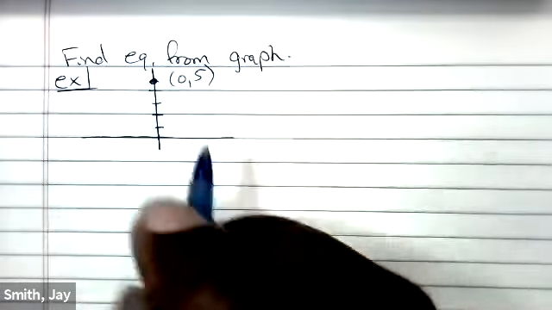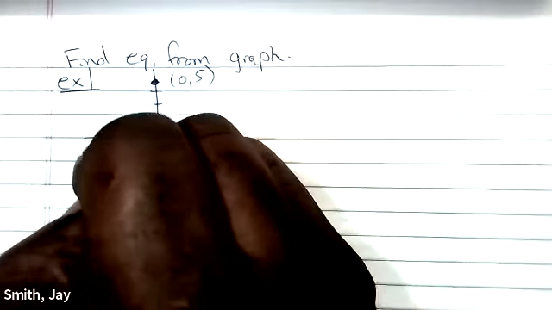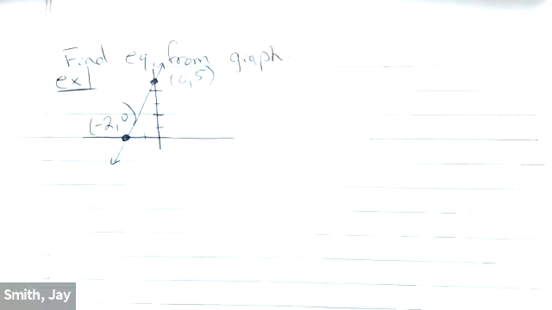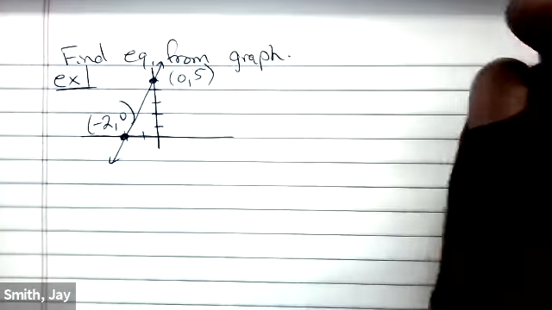So the graph has a y-intercept, or the first point, (0, 5). It also has an x-intercept of (-2, 0). All right, now this is the line. If you have 2 points, that's enough to define a line. But we want to get the equation of the graph.